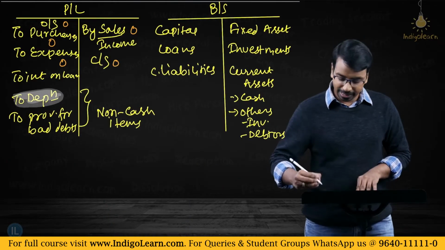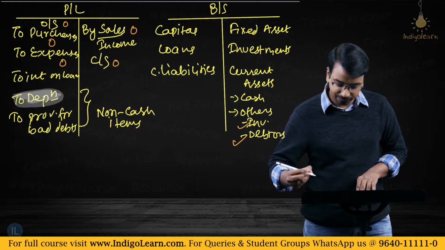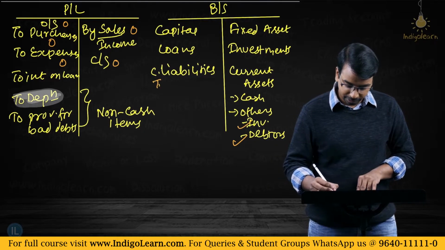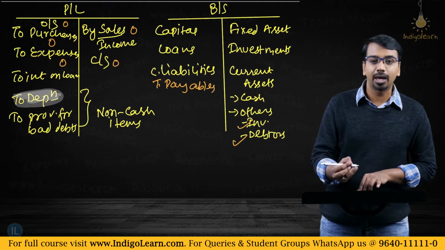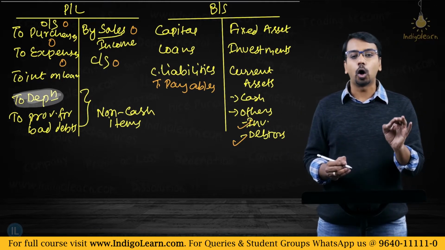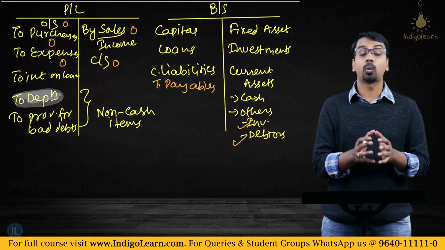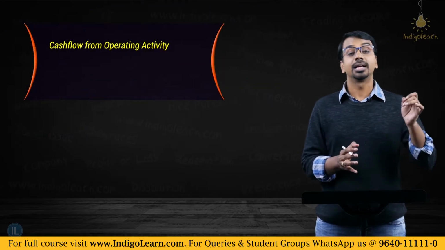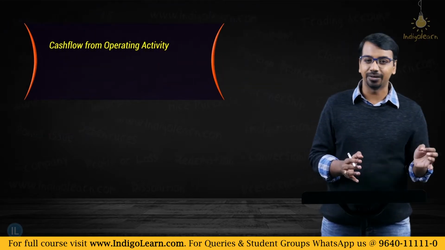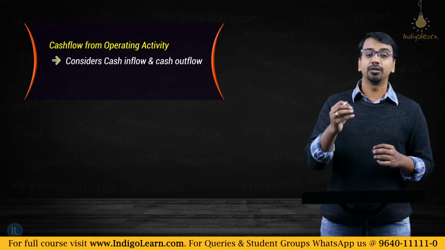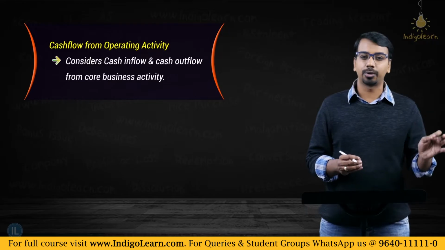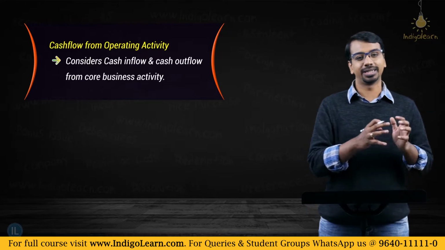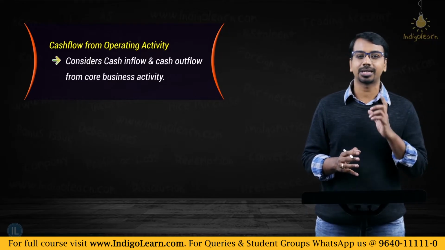Now linked to these items are items of debtors, inventory, maybe here you have trade payables, right? So whenever you are making payment to trade payables, that will be classified under operating activity. What is the first category of cash flow? Cash flow from operating activity, which considers cash inflows and outflows from your core activities or core operations or principal activities. That is the first category.